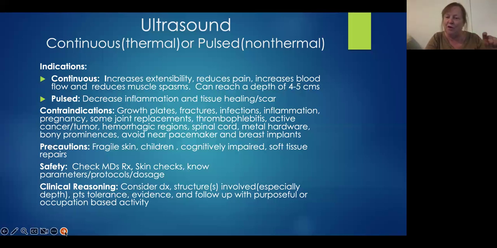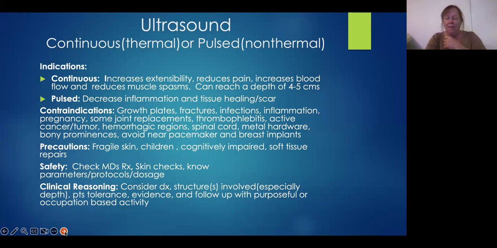Here's the big difference with your continuous ultrasound from your other superficial heat modalities. It can reach a depth of 4 to 5 centimeters. That's one of the key things about the thermal effects of ultrasound: it can reach a depth of 4 to 5 centimeters. So when a person has a frozen shoulder, that's your joint capsule and your ligaments, which are deep to your deltoid, deep to your rotator cuff muscles. And so they are deep. So we need to think about what modality would be most effective.